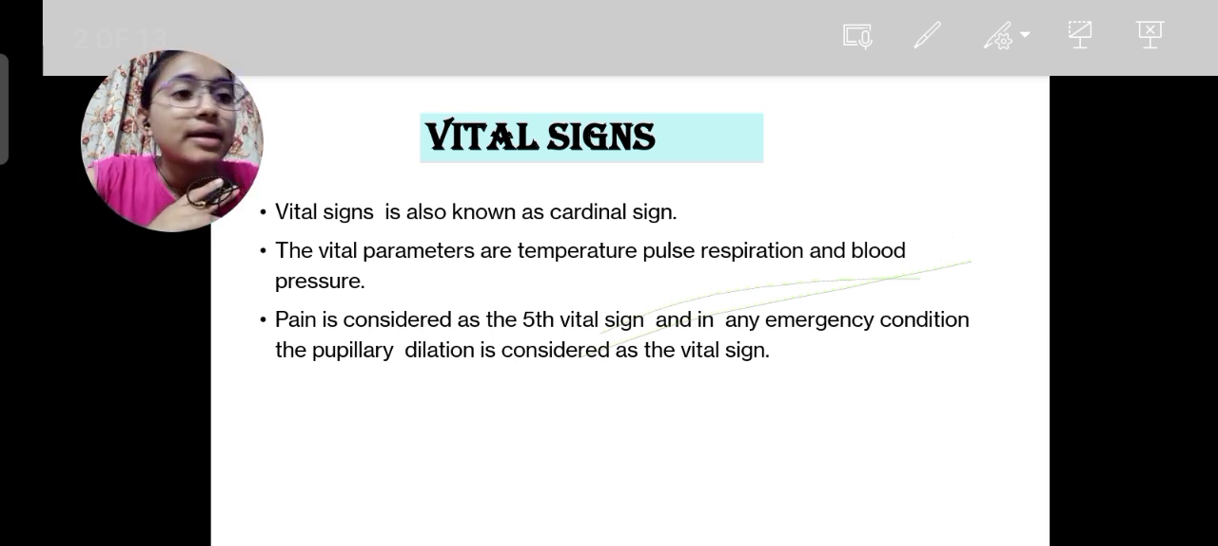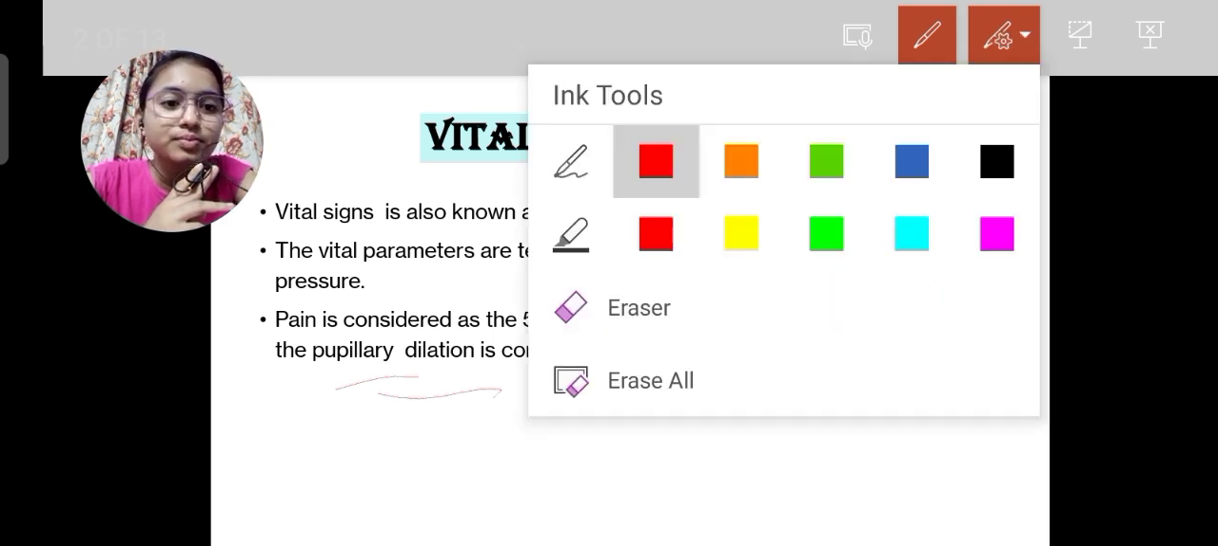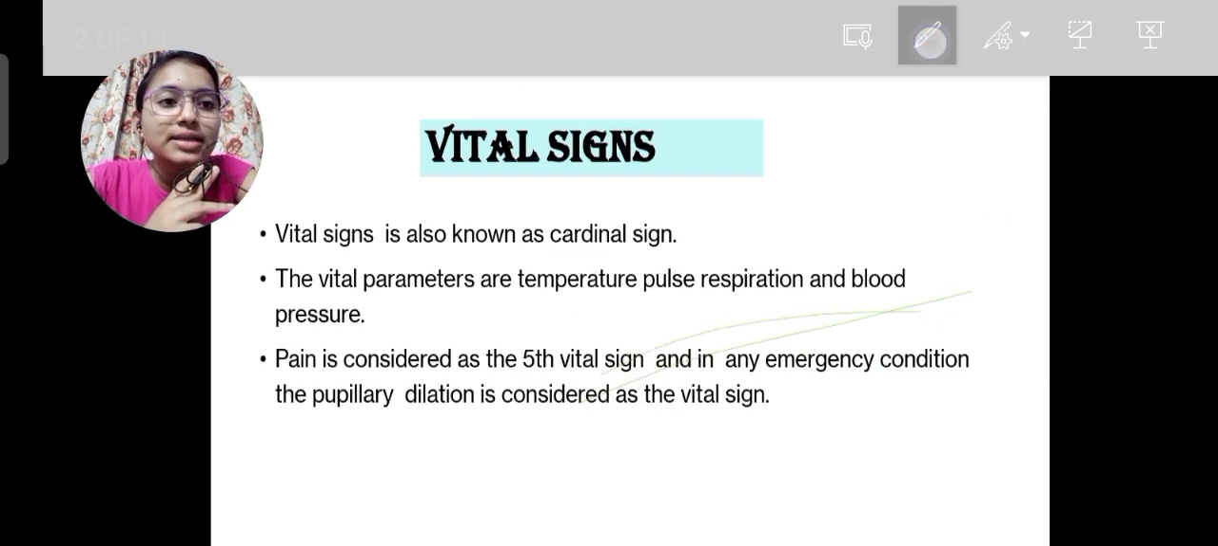And sometimes a question comes that in any emergency condition, the pupillary dilation is considered as the fifth vital sign. So remember that in emergency condition, the pupillary dilation is considered as the fifth vital sign. Okay. Now the next, we will discuss the normal range of all the vital parameters.